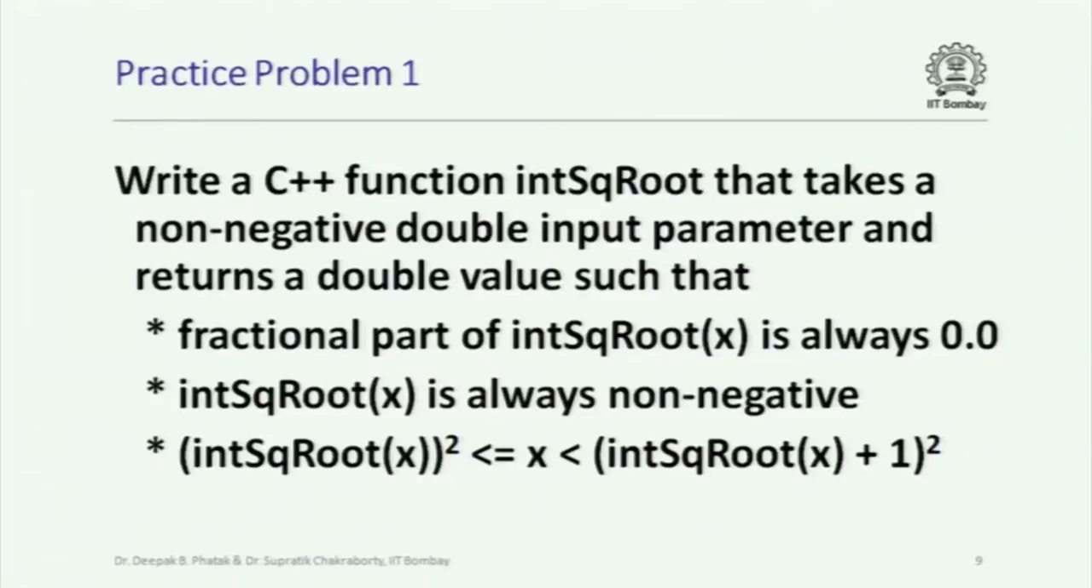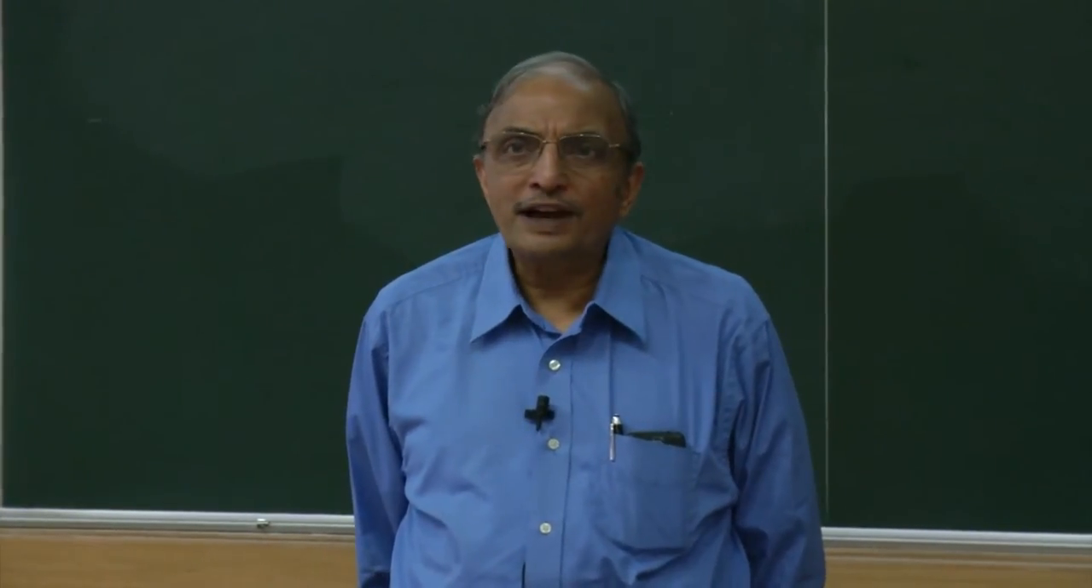As Professor Supratik said, you have to essentially find the square root, but you need only the integer part of it. The conditions, I suppose everybody remembers. You get a non-negative double input parameter and you have to return a double value. But the fractional part should be 0. The last condition is important. The value that you return should be such that it is between square root of x and square root of x plus 1. Whatever be the value of x, it will be a fractional value.